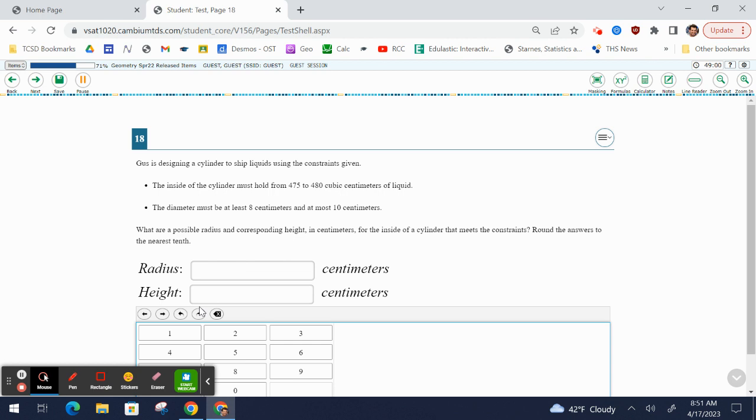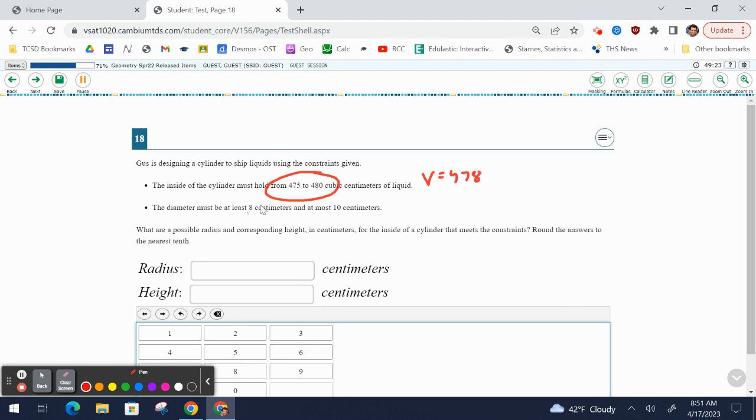Round to the nearest tenth. So what I decided to do is I decided just to pick a volume, right? So if I have to be between 475 and 480, I'm just going to pick a random volume. So let's let the volume equal 478, okay?